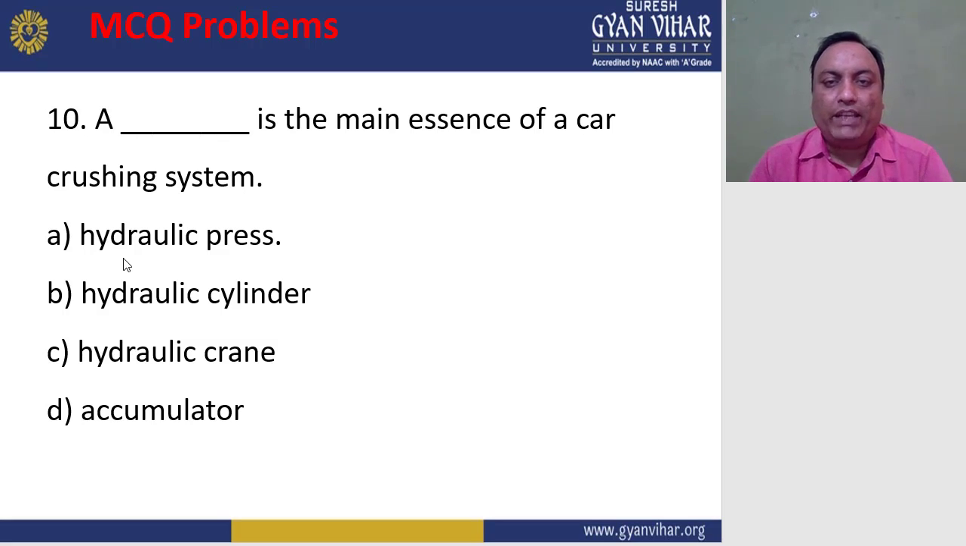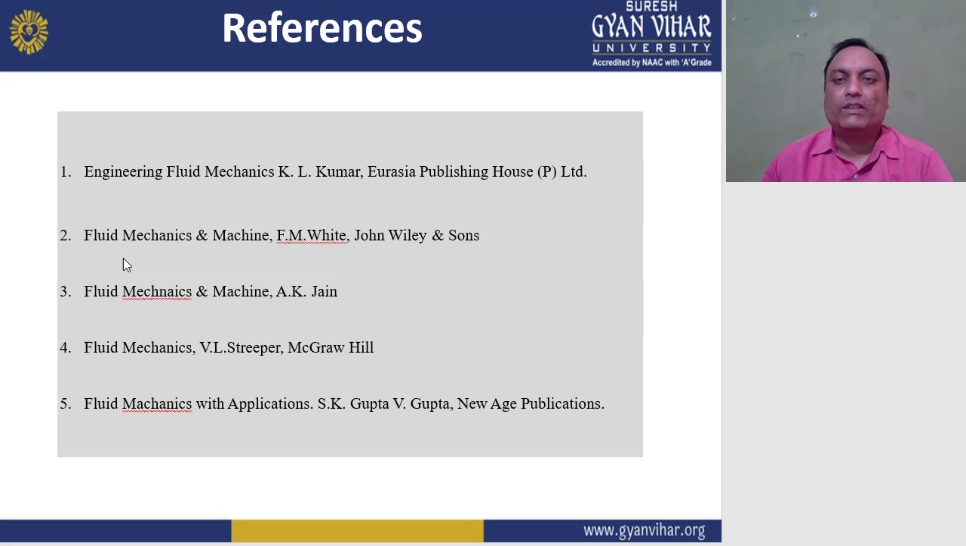What is the main essence of the car crushing system: hydraulic press, hydraulic cylinder, hydraulic crane, or accumulator? So option A is the right answer. A hydraulic press is the main essence of the car pressing system. And then move to the references of this chapter.